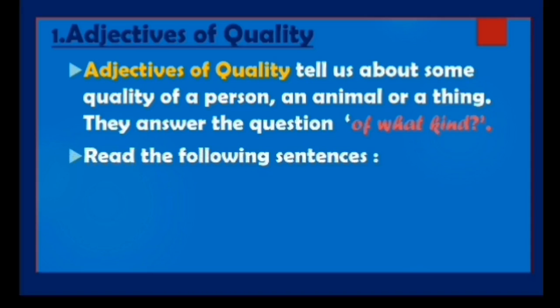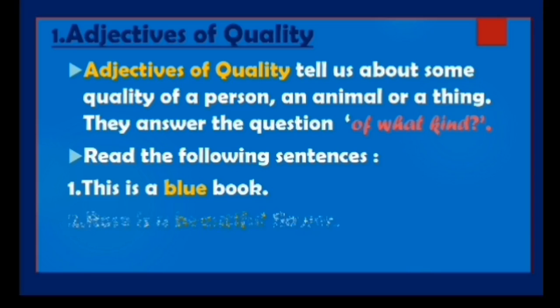Let's see a few examples. This is a blue book. Rose is a beautiful flower. Here the word blue describes the color of the book, and the word beautiful describes the appearance of the flower. So the words blue and beautiful, since they describe the appearance of the nouns book and flower, are adjectives of quality.